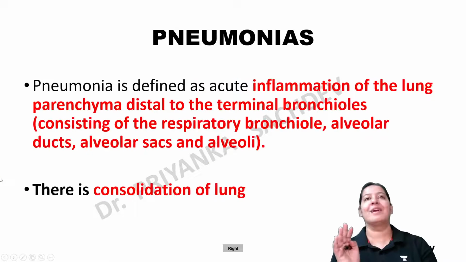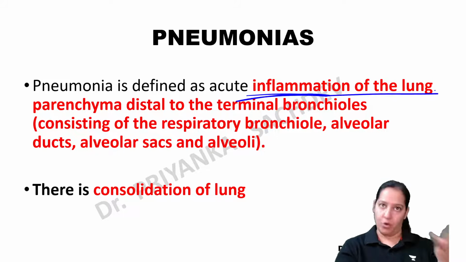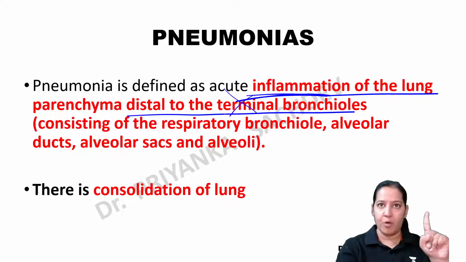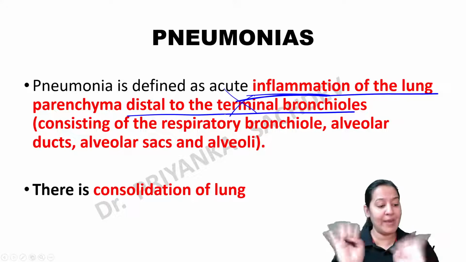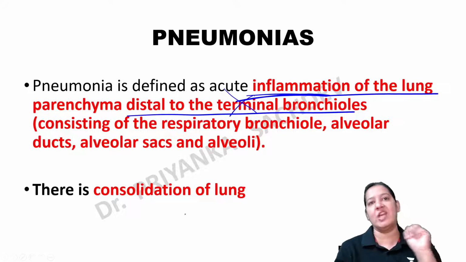So the correct answer, what is pneumonia? You got it. Pneumonia is inflammation of the lung distal to terminal bronchiole, not including terminal bronchiole. Distal to that, we have 3 things.